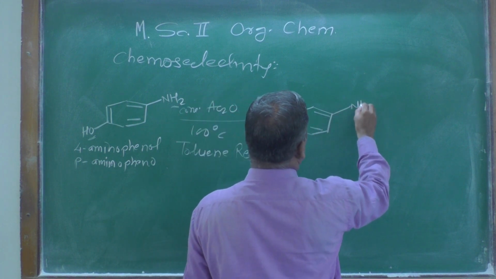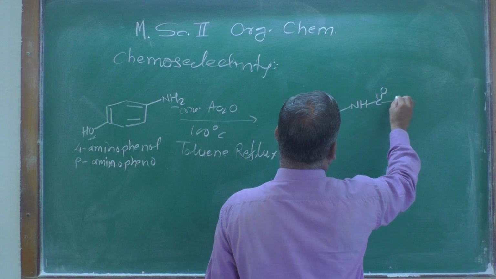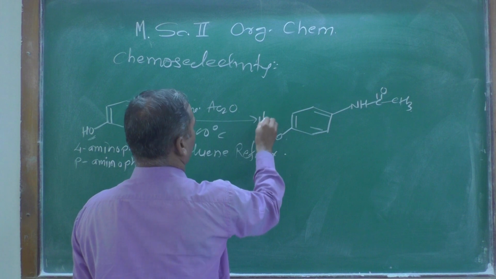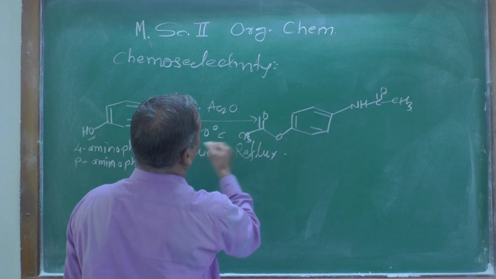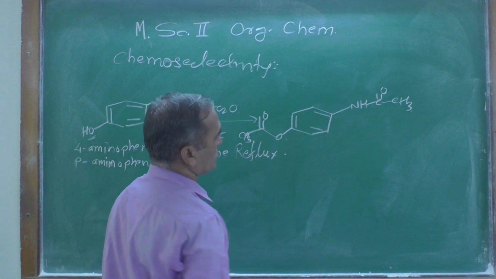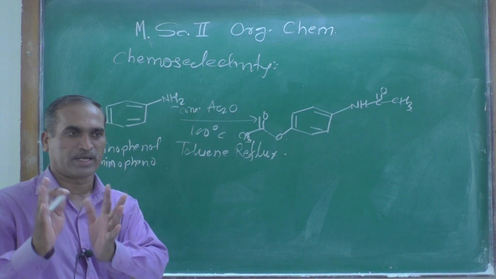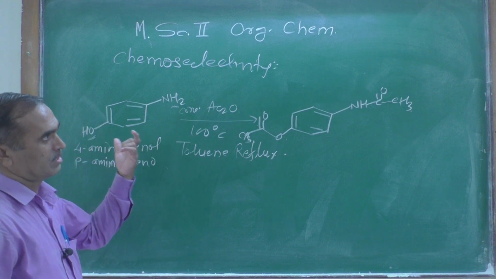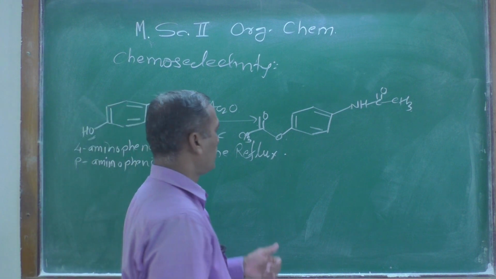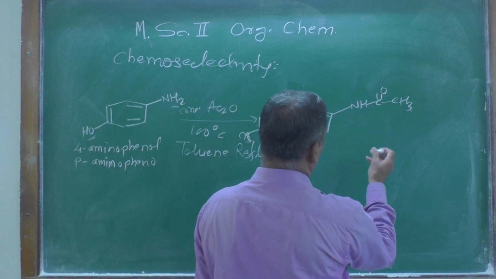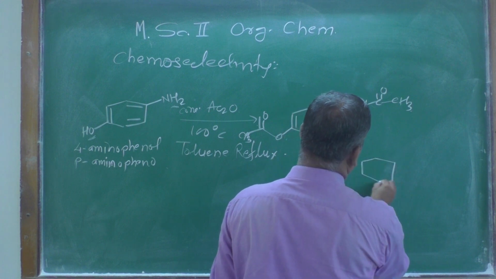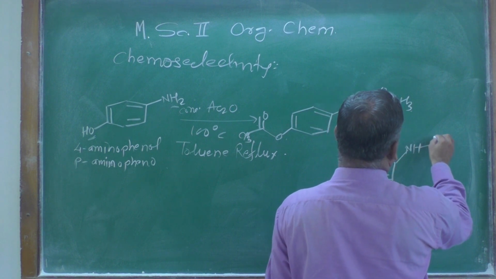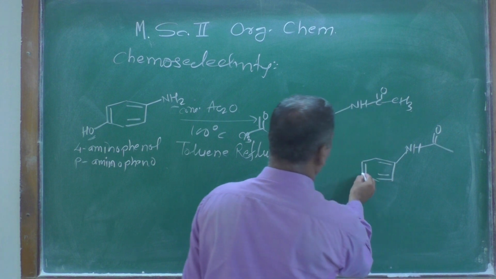Here NH, then C double bond O, CH3, and here O, then C double bond O and CH3, the acetyl group. Both groups got reacted, but suppose we want the compound like this. This is the compound we want here: NH, then C double bond O acetyl group, and this OH.